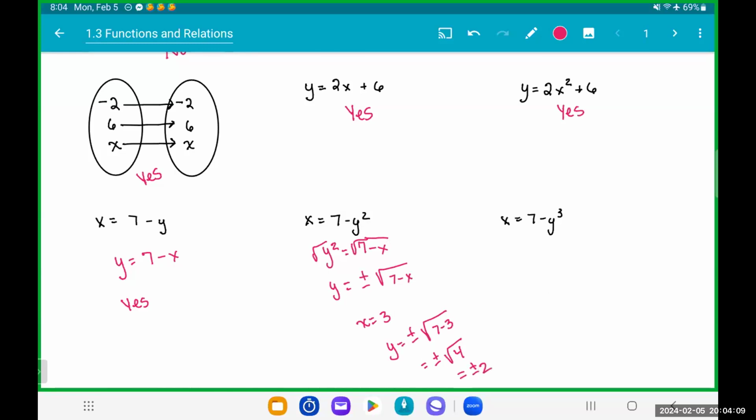So when I put in X, I get out a positive 2. But when I put in X, I also get out a negative 2. So you can see one X produces two Ys. So no, this is not a function.